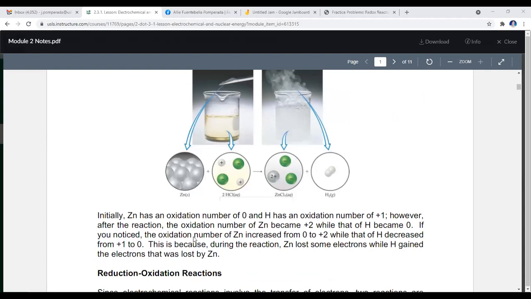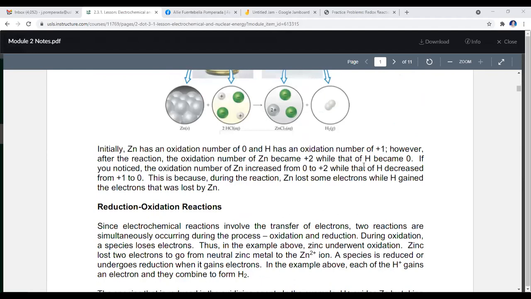So initially, zinc has an oxidation number of 0 and H has an oxidation number of +1, as illustrated to you already in the formula of hydrochloric acid in here. However, after the reaction, the oxidation number of zinc became 2 here, and your hydrogen became 0. If you notice, the oxidation number of zinc increased from 0 to 2, while that of hydrogen decreased from 1 to 0. This is because during the reaction, since zinc became +2 from an oxidation state of 0, then it has lost 2 of its electrons.